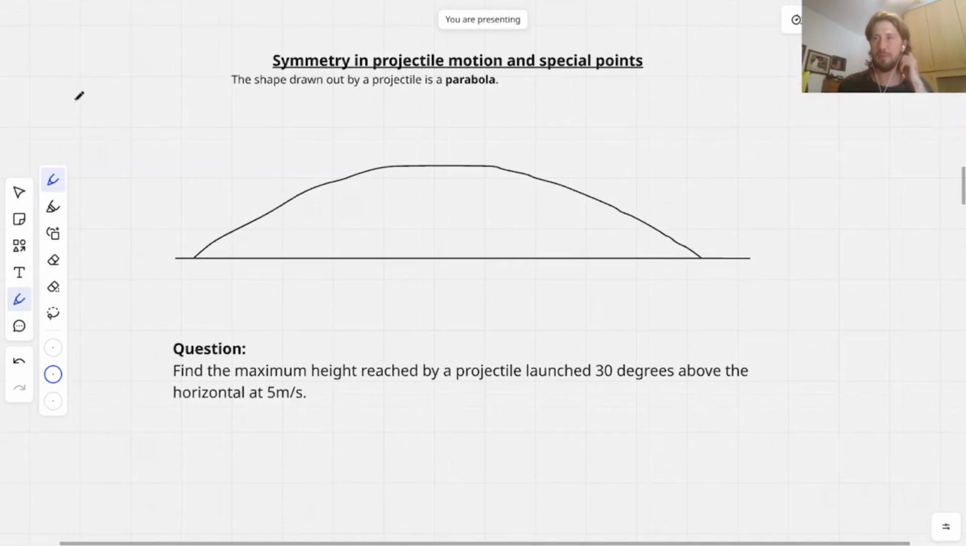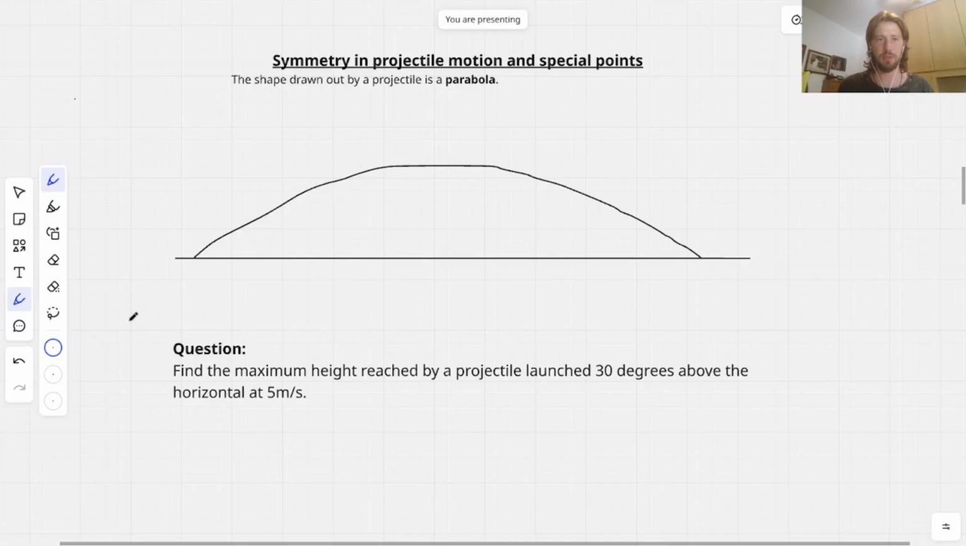Okay, so sometimes you will not be given as much information as we were in the previous question, where we wanted to find the horizontal position. There are some things that we need to know about projectile motion, and remember, that will really help us solve these questions much quicker. The first thing is that a projectile, ignoring air resistance, draws out a parabola in space. That means that there are certain symmetries that we can use to help us solve questions.